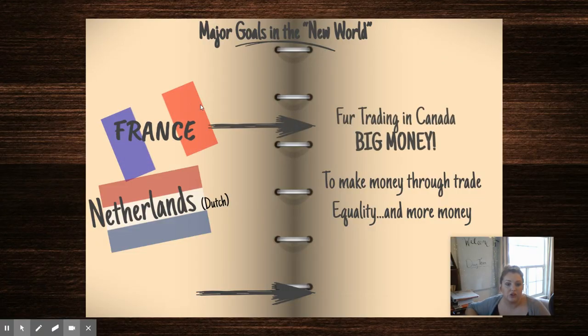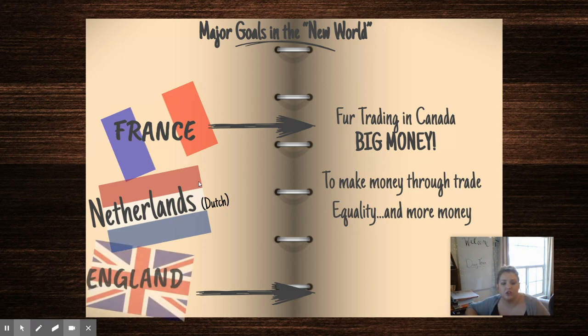Okay, so major goals in the New World. France: fur trading in Canada, big money. Their goal was not to establish colonies. And then the Netherlands, so the Dutch, their goal is to make money through trade, equality, and more money. Money, money, money, money, money. That's what the Dutch do.